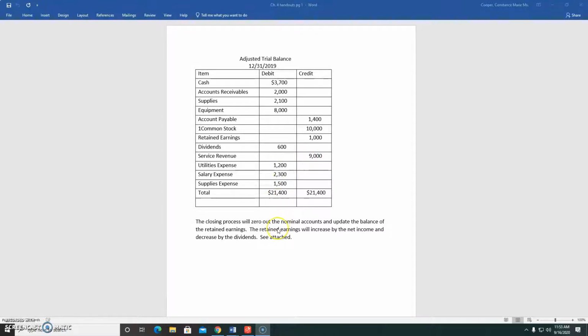And we do that so that we can start the new accounting period with zero balances in all of these accounts and to update the retained earnings account. We want to start the new accounting period with zero revenue, zero expenses, and zero dividends, and then we'll begin to accumulate the activity for the new accounting period in these accounts. So let's look at that closing process.